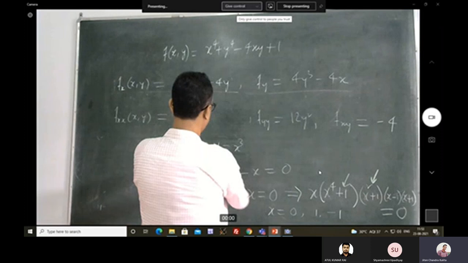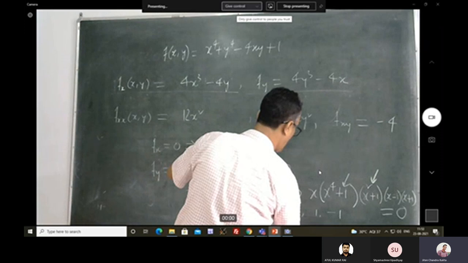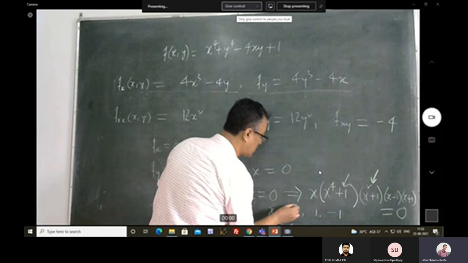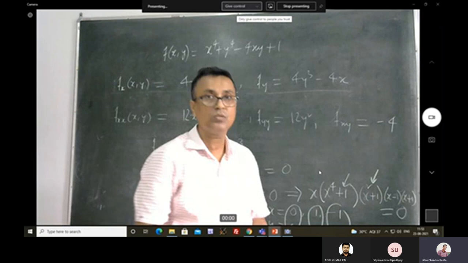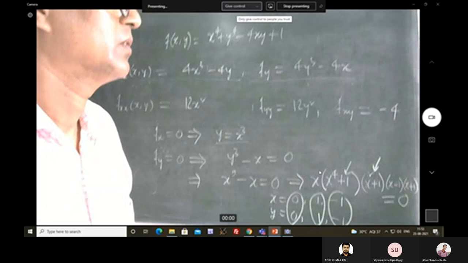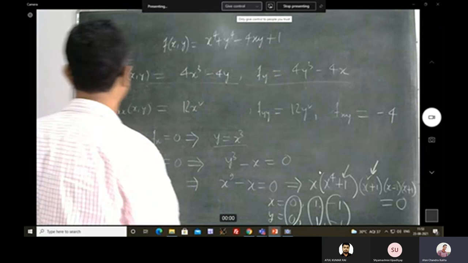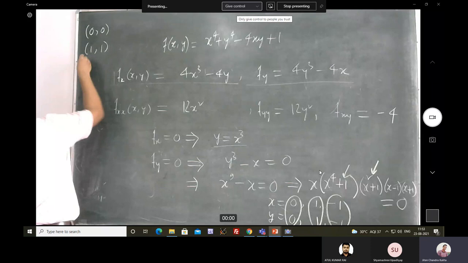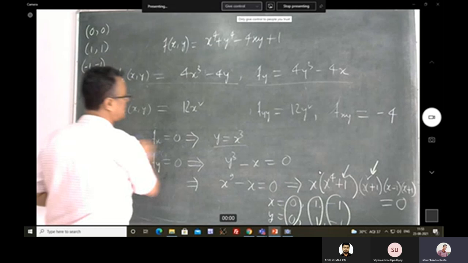When x equals 1, y equals 1. So basically, we have to consider these three pairs. You cannot mix and match. Okay, fine. So now let us check these points: (0, 0), (1, 1), (-1, -1). Now let us see what happens at those points.